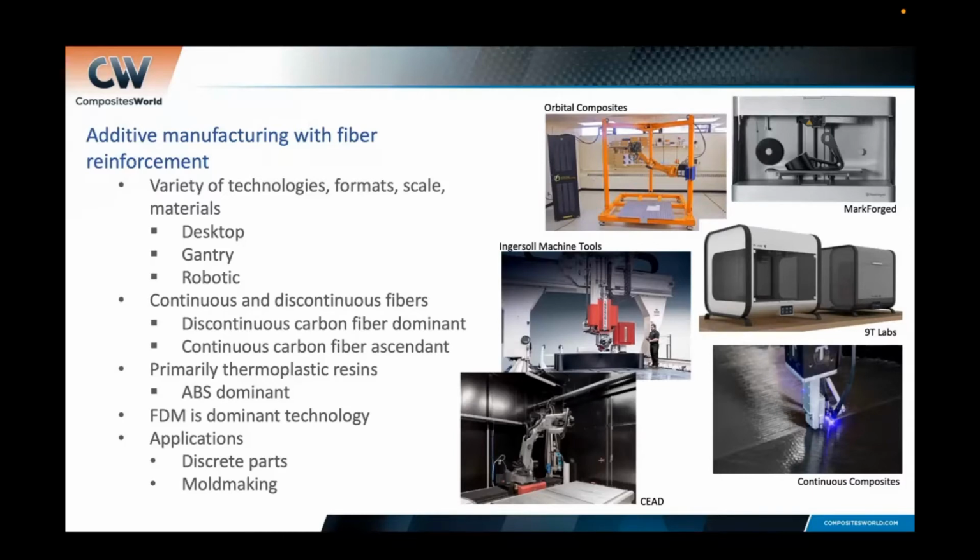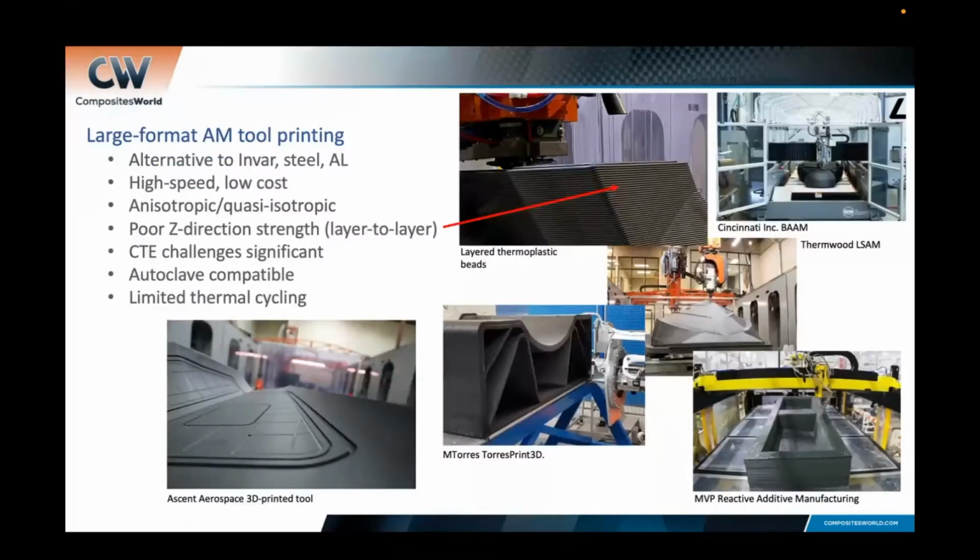Resins tend to be thermoplastics, with ABS being used the most. There are, however, thermoset additive manufacturing systems available today. Continuous Composites, shown in that lower right-hand photo, would be a good example of that. Overall, FDM is the primary technology used for fabricating anything using fiber reinforcement, and applications range from discrete parts to mold making, and we're going to talk about mold making here quickly.